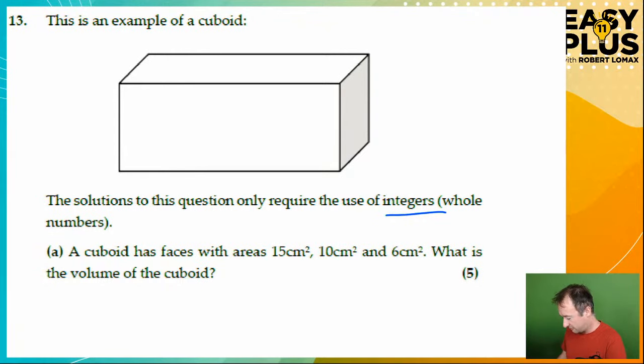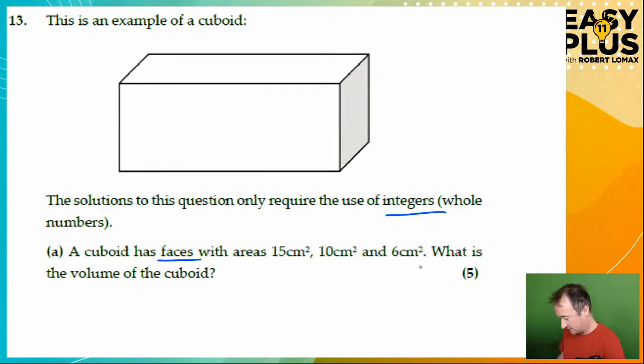Now, this cuboid has faces, okay? So here's a face, here's a face, here's a face, here's a face as well, but we're not talking about that kind of face. Can't believe I've said that. That's so unfunny. I apologize.